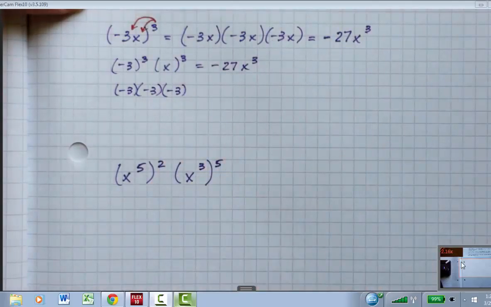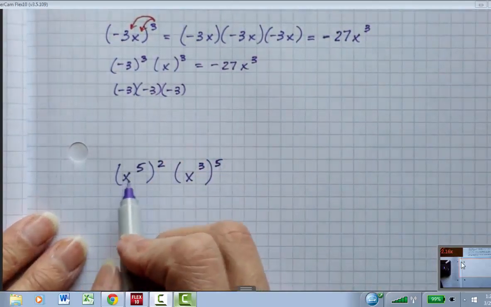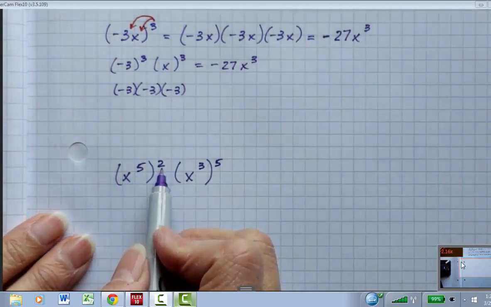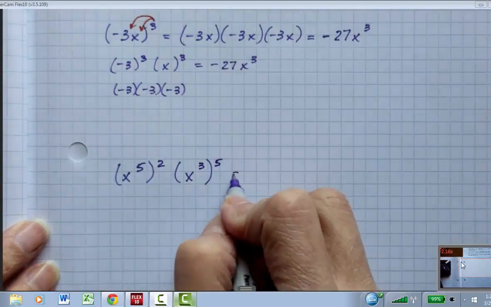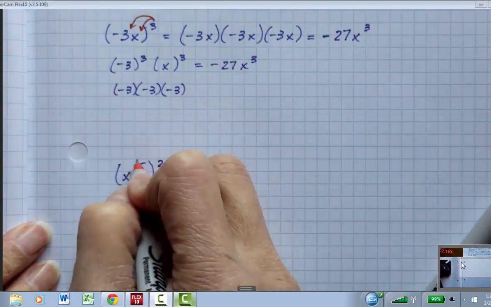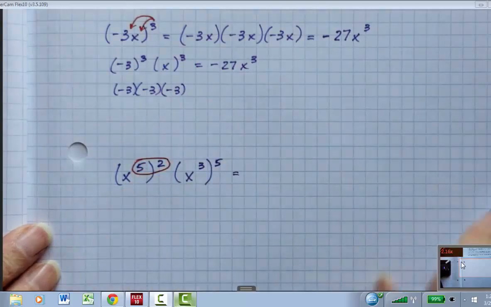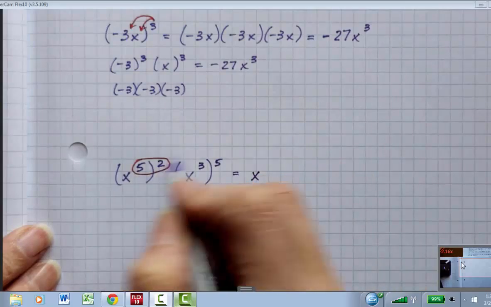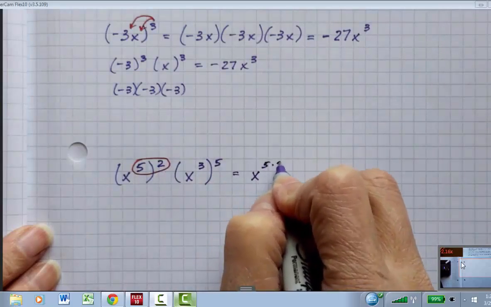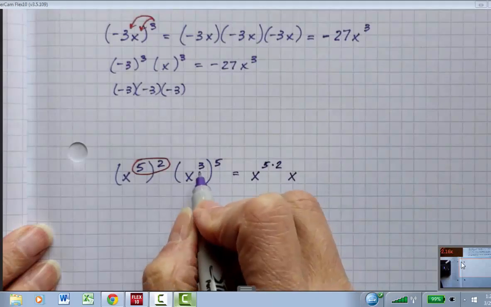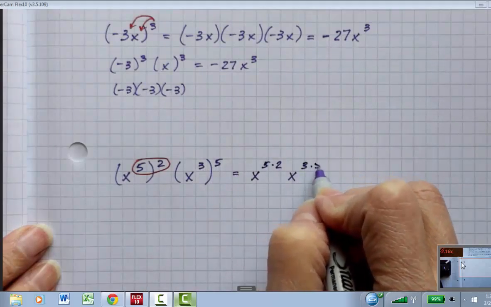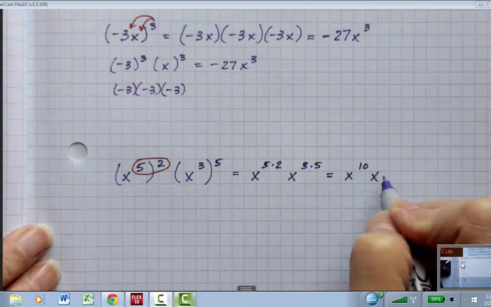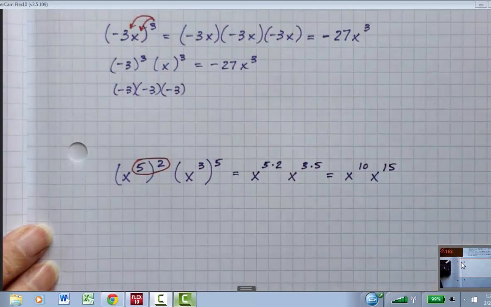the same answer. So using that same philosophy down on this next problem, we have the second power coming inside the parentheses, and remember when we have a power to a power here, we're going to multiply our exponents. So this becomes x to the 5 times 2. The next one becomes x to the 3 times 5. So then we end up with x to the 10th times x to the 15th.